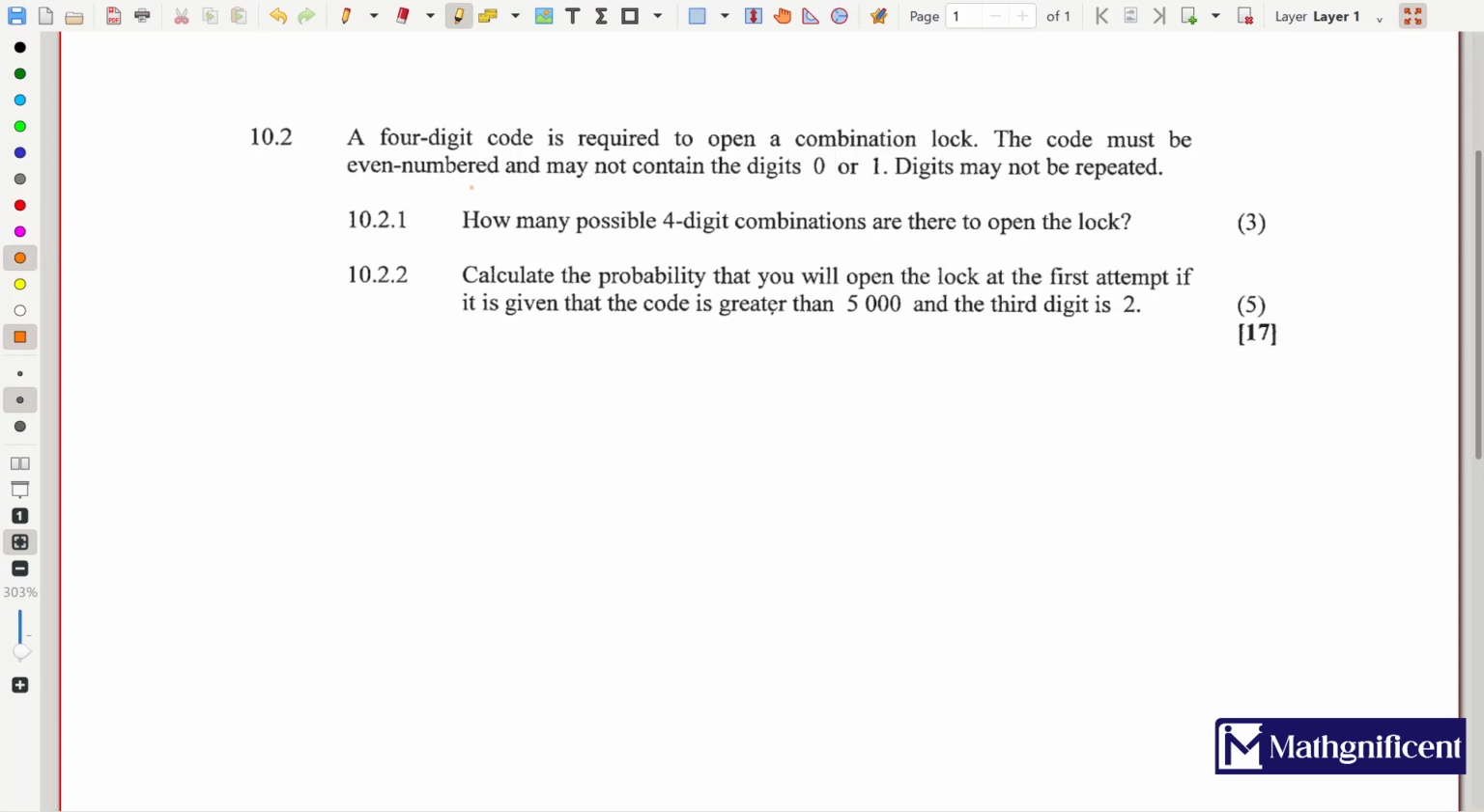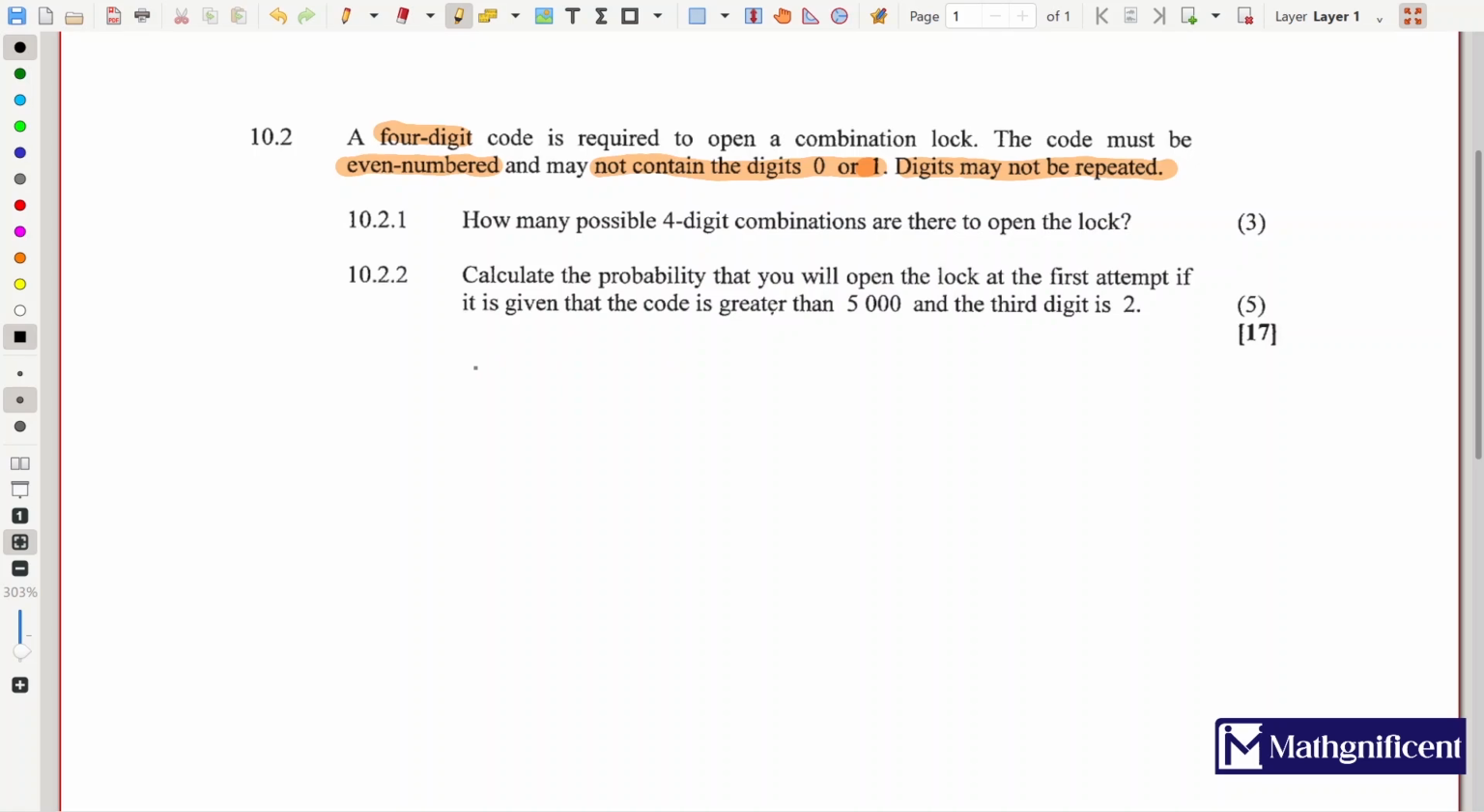The first condition that we have here is that it must be even numbered. And then second, it says that it may not contain 0 or 1. And then the last condition here says that digits may not repeat. And then we also know that we have to make up what? A four-digit code. Right, so now we have those. So in total, how many digits do we have if you can't use 0 and 1?